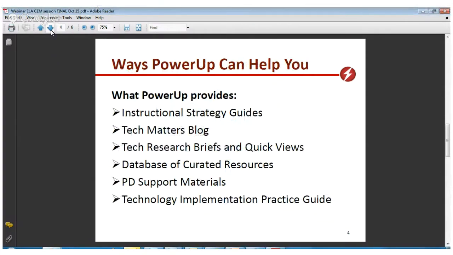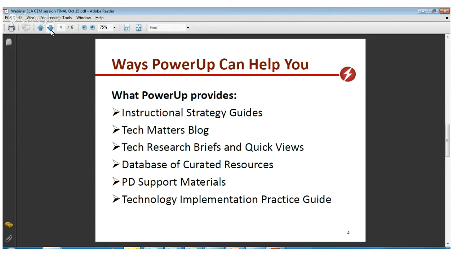Power Up provides you with 17 instructional strategy guides. These offer ways to differentiate instruction supported by technology. Tonight we're going to be focusing on the English language arts components of the Common Core. As you'll see, we also have information on integrating math with evidence-based practices, but tonight we're going to focus on the ELA component. You'll also see that we have a blog which has great suggestions with grab-and-go resources that can give you ideas on how to use technology.